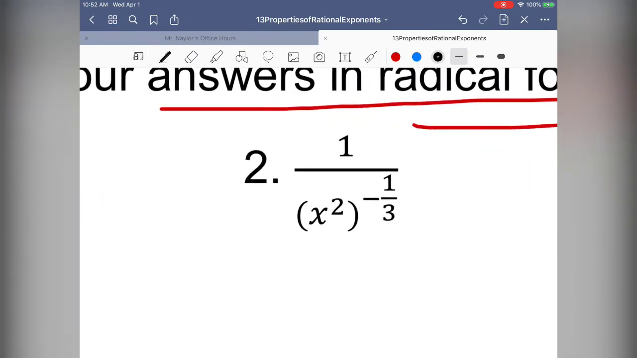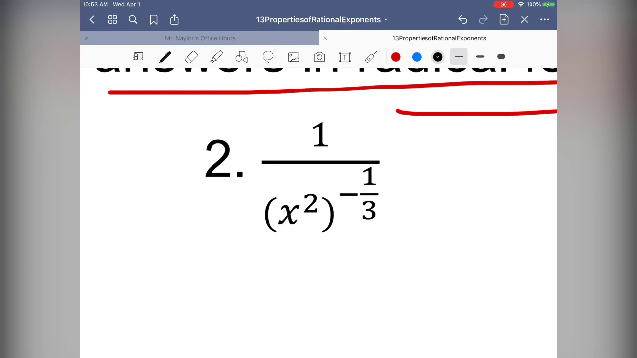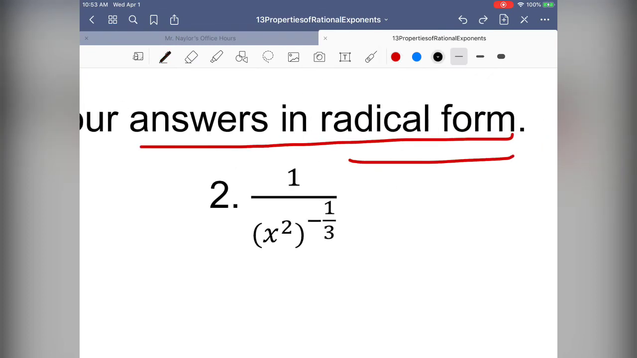How about this lovely problem? Now, yes, there's a negative exponent, but before you get worried about it, you first have 2 exponents. You have a power to a power. Whenever you have 2 exponents, you're allowed to multiply them together. Remember, you're going to multiply. So how do you multiply 2 times negative 1/3? Well, I would suggest that you think of it as 2 over 1, so that you can multiply the numerators to still be negative 2, and you can multiply the denominators to be 3.